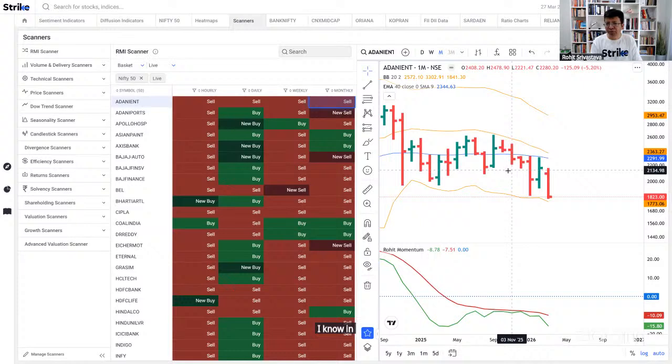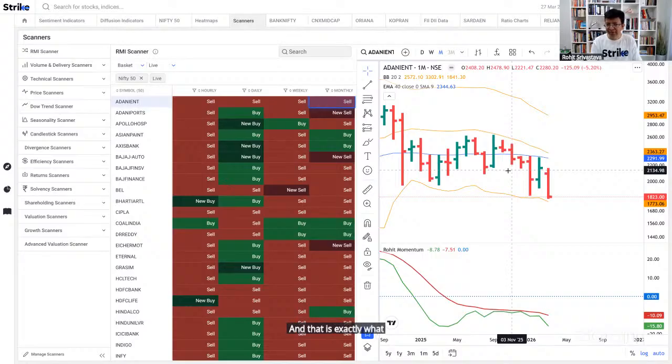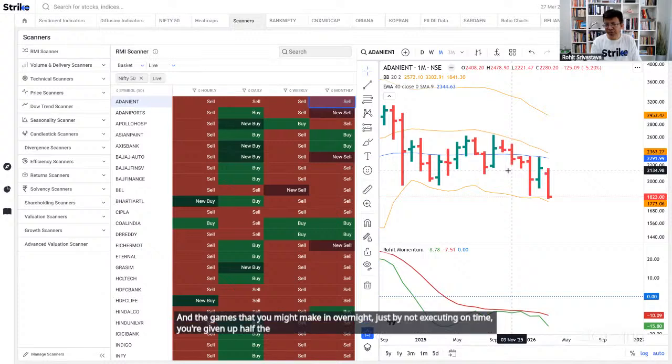I know in the last month you've seen a lot of times market gapping down, Nifty opening gap down, gap down, gap down repeatedly. And you may have realized that the biggest gains are made in gap down. And that is exactly what this backtest also reveals, that the biggest gains and losses are given away in overnight moves. So if you're not executing your signals on time, which is on the day when you're getting the signal, then you're giving up on the trending moves and the gains that you might make in overnight. Just by not executing on time, you're giving up half the return. So this is a very important fact.